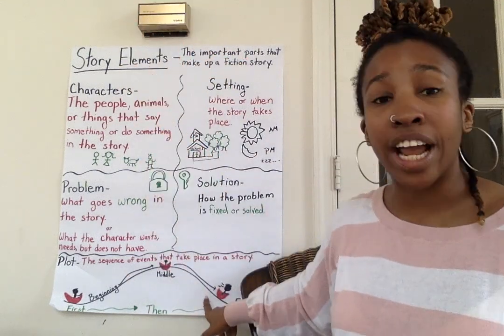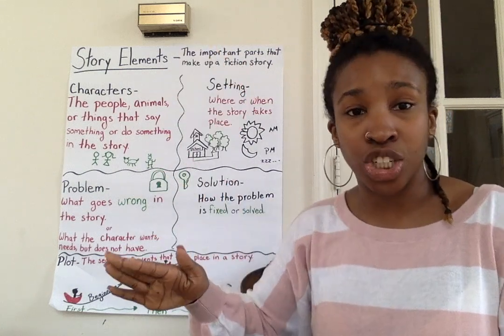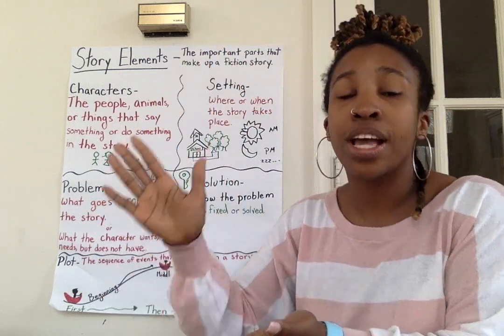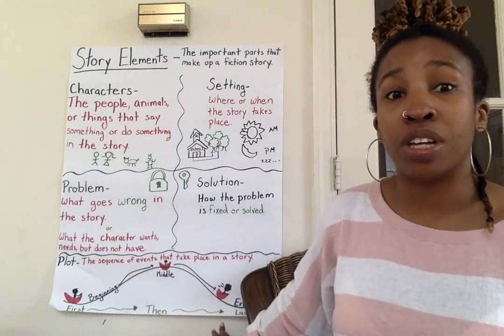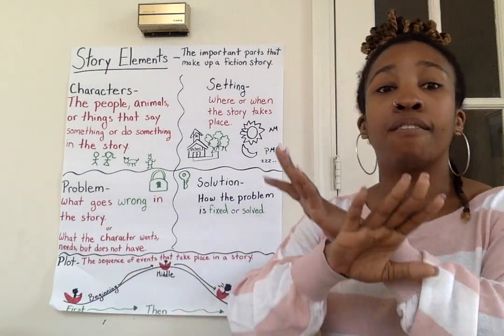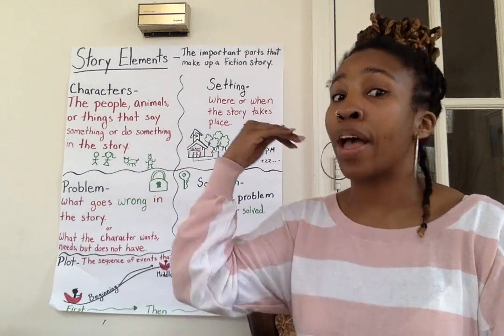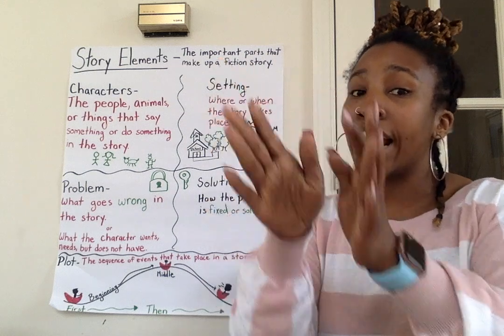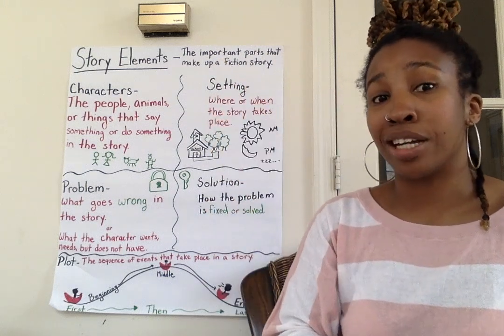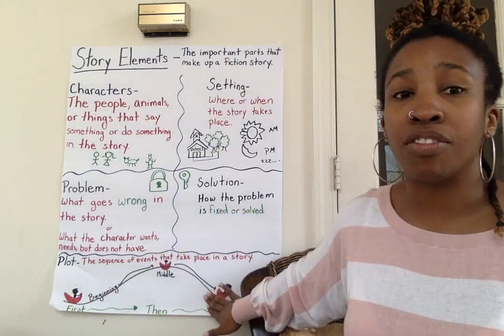And then as we reach our end, we have our falling action. Things are coming together. Things are being fixed. And then we reach our end, which is called our resolution. Resolution is just the story ended. So you can have books that have your solution, the problem is fixed, and your resolution because the story just ended. And the plot just keeps track of all of that.